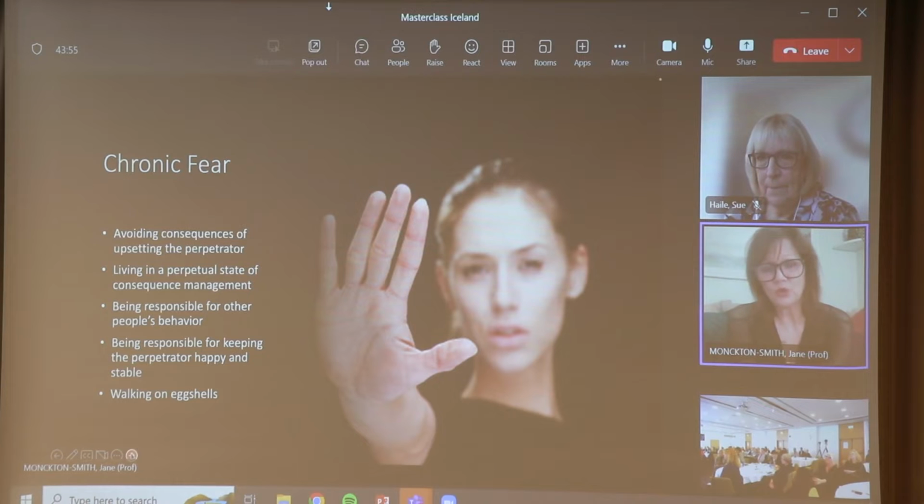So always be aware of chronic fear. It's about trying to keep somebody happy. And if the victim doesn't think that you can keep them safe, they're probably going to just try and keep themselves safe. So that's the kind of context, really, of coercive control.